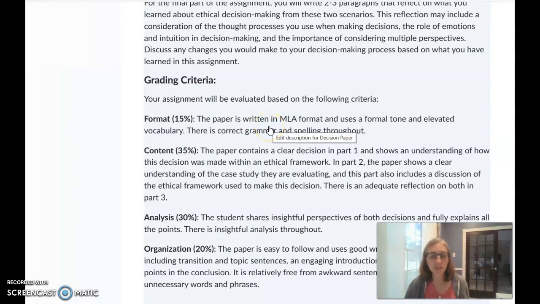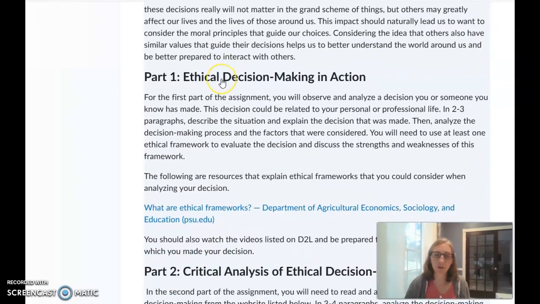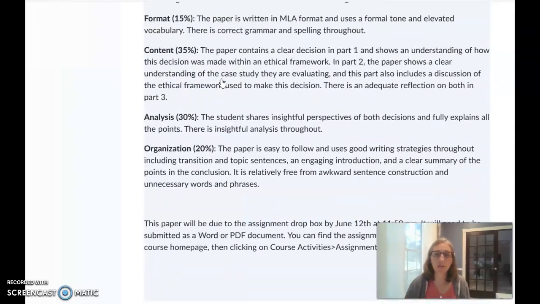I'm going to be looking to see that you can write in MLA format, with good grammar and spelling, and that you got all those parts in, everything I'm talking about up here in part 1, part 2, and part 3. I'm looking for analysis, so more than just this happened. I want to see that you're thinking critically about what happened and coming to hopefully new conclusions about why you or other people make decisions. That's kind of the whole point. One of the bigger points of writing is to think through things, so I should see that.